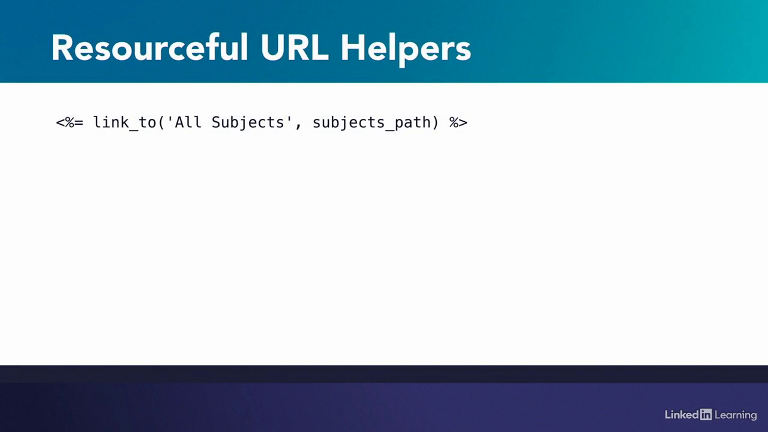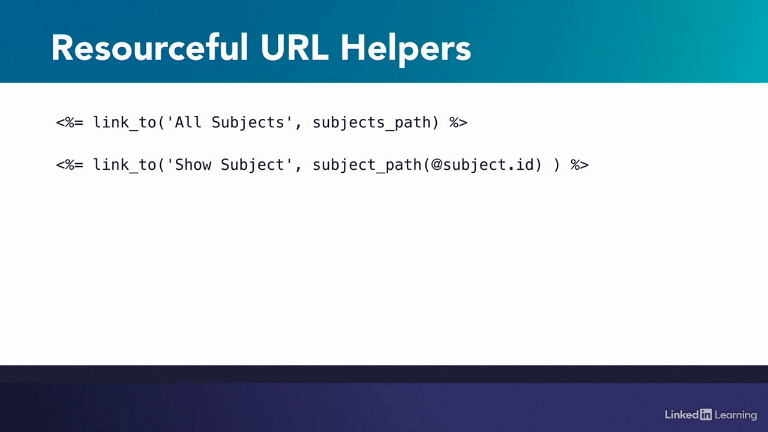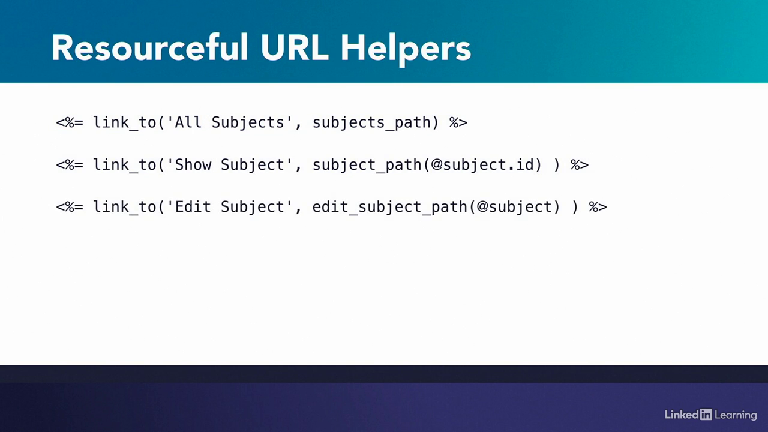These helpers can be just dropped in as the action on your links. So for example, link to all subjects, and the action is that helper, subjects_path. Notice that subjects is plural because we're looking at all subjects. Or we could have show subject using subject_path, singular, followed by the ID of the subject that we want to look at. Or we can have edit subject. It looks exactly the same as the show link, but it has that edit in front of it because now we're planning to edit it.